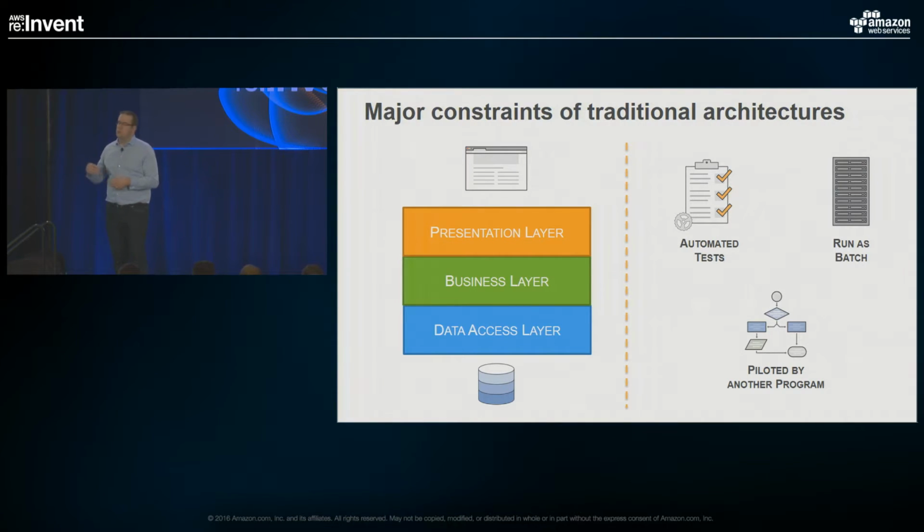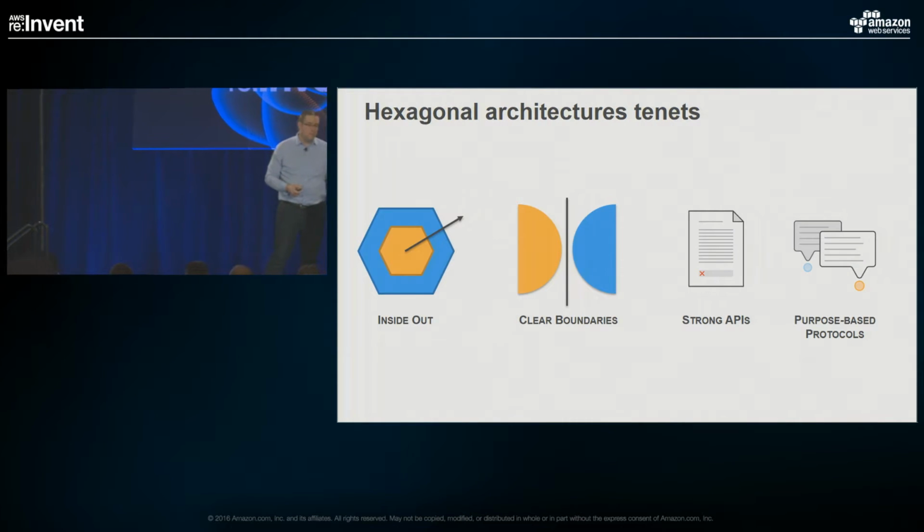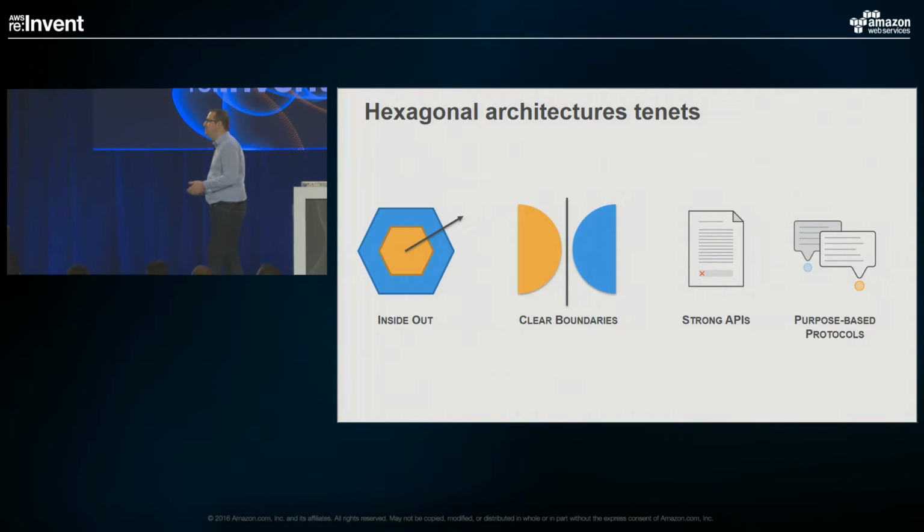If we had a way to remove dependencies on that data access layer and on that presentation layer when we build an application, we would be much faster in testing and delivering new features. So that is exactly why hexagonal architectures have been built.